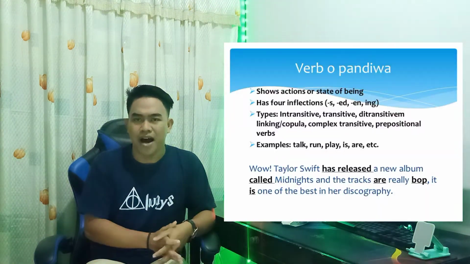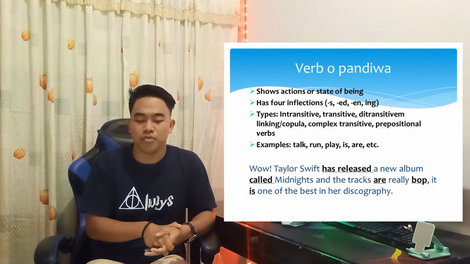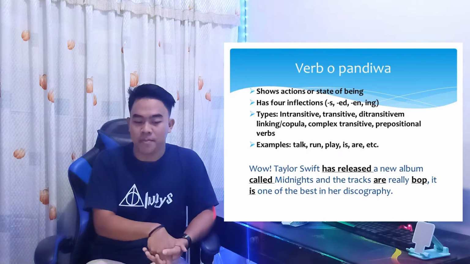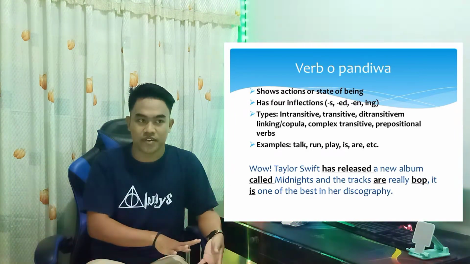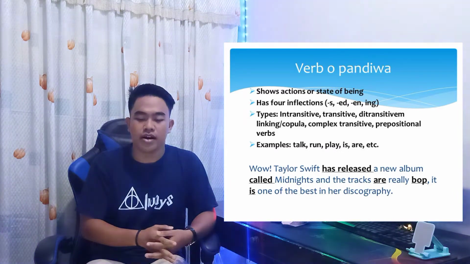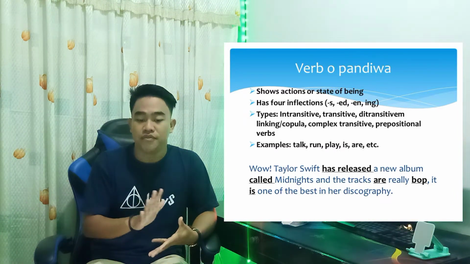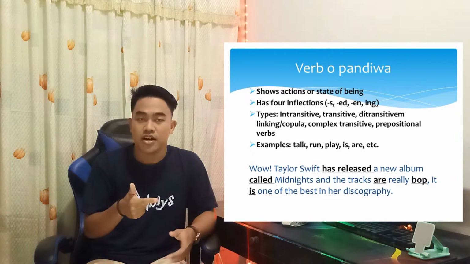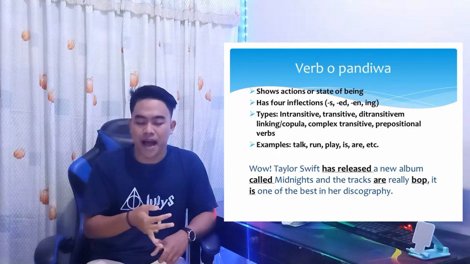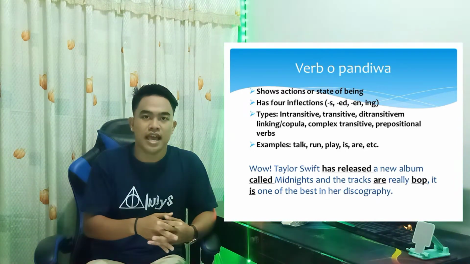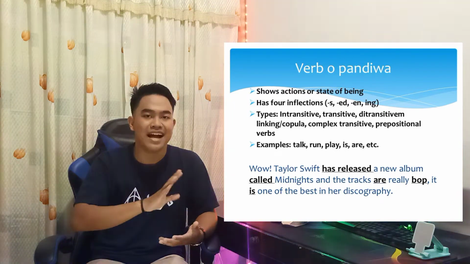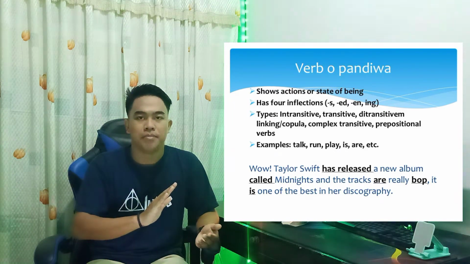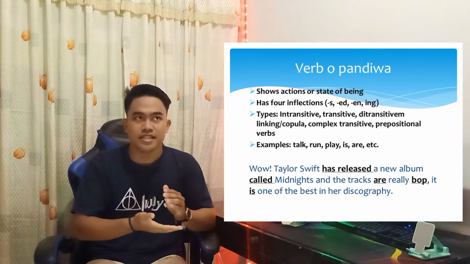In the sentence, "Wow, Taylor Swift has released a new album called Midnights and the tracks are really bop. It is one of the best in her discography." In this sentence, there are at least 5 verbs: has released, called, are, bop, and is. Has released has a connotation of the word has released. It is a present tense of the verb.